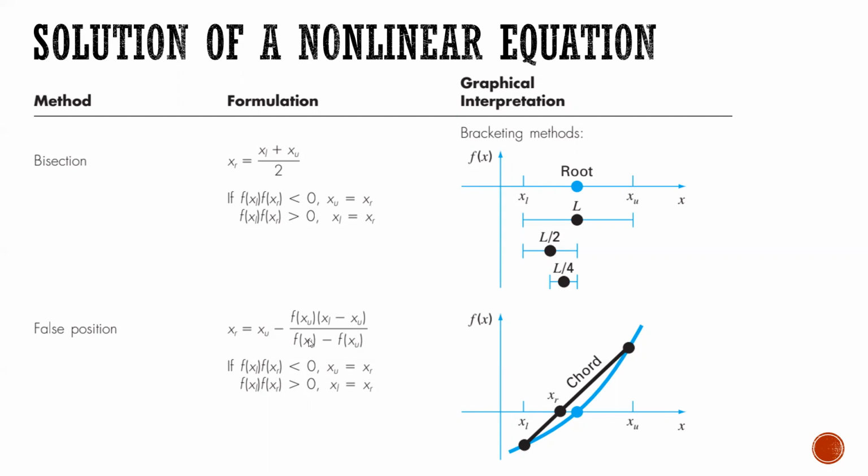You can see that this equation is written as f of xl minus f of xu divided by xl minus xu, which is the slope of this chord.